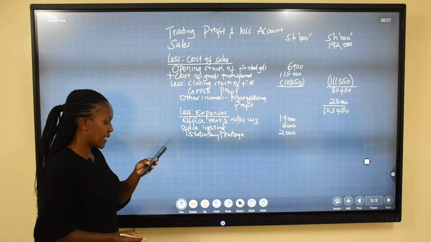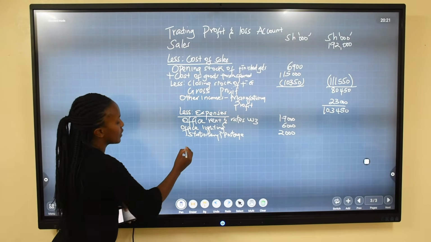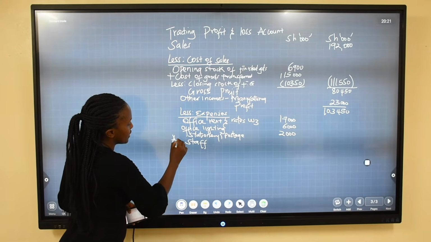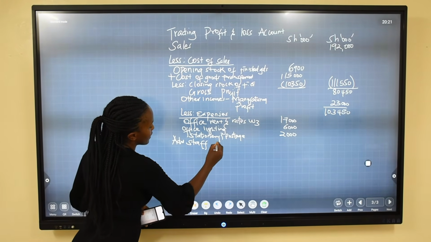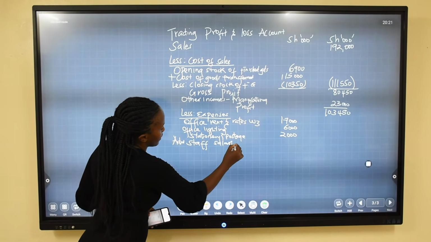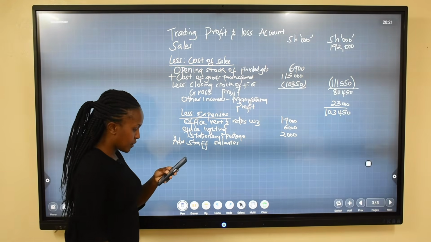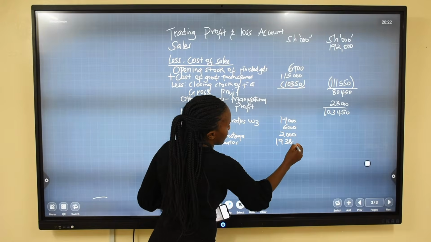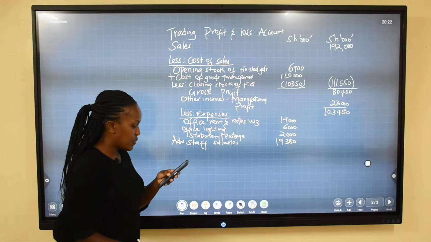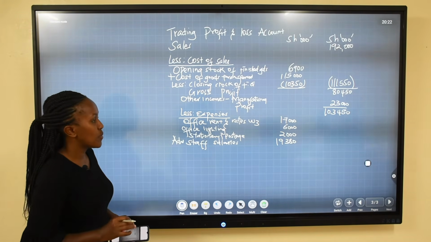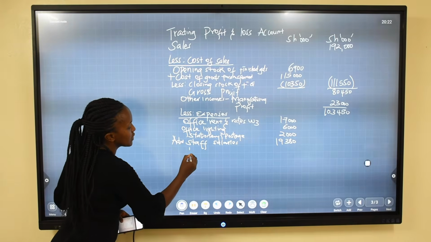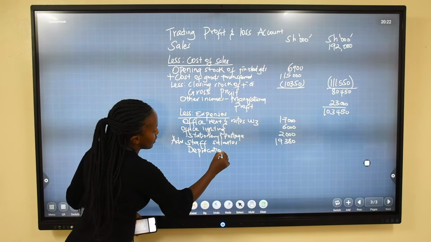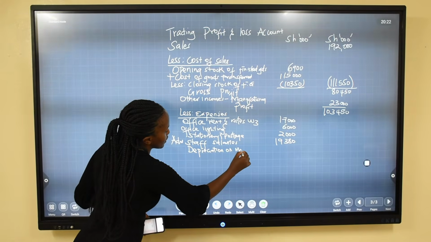There is office salaries, that is administration staff salaries of 19,380. And before again we forget, there's one more that we said we are going to bring here, depreciation on motor vehicles.